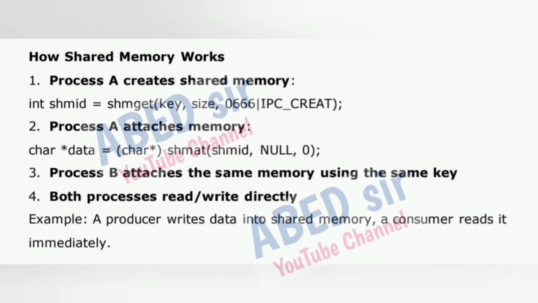How shared memory works. 1. Process A creates shared memory: int shmid = shmget(key, size, 0666 | IPC_CREAT). 2. Process A attaches memory: char *data = (char *)shmat(shmid, NULL, 0). 3. Process B attaches the same memory using the same key. 4. Both processes read and write directly. Example: a producer writes data into shared memory, a consumer reads it immediately.